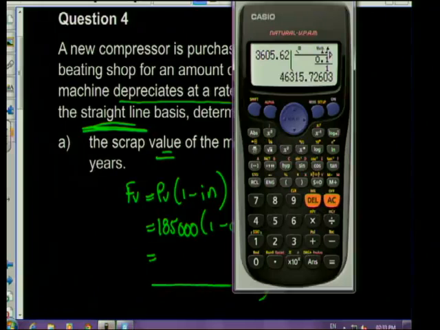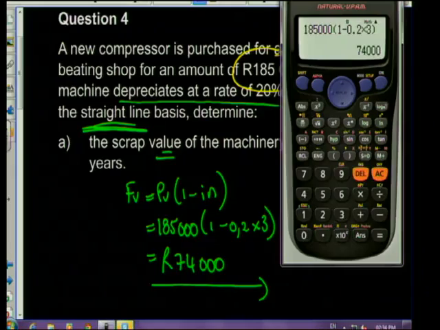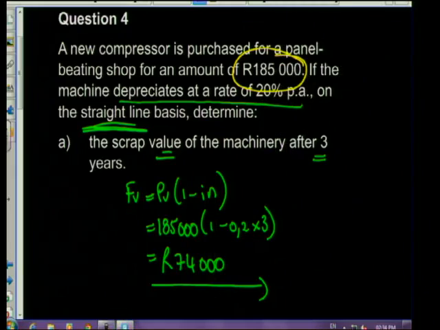So again, let's go and pull it up on the calculator. 185,000, 1 minus, remember you've got to see that minus when it's depreciation, whether it's compound or simple. And that was the rate multiplied by the number of years. Close your bracket. That there is my value. So it will depreciate to a value of 74,000 Rand. Perfect. Let's go and see what the next question is going to ask us.